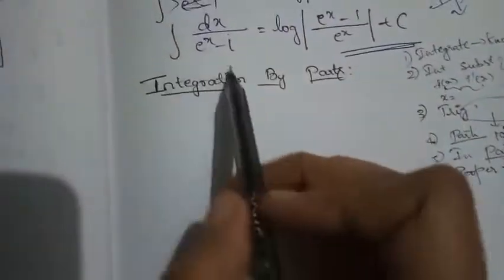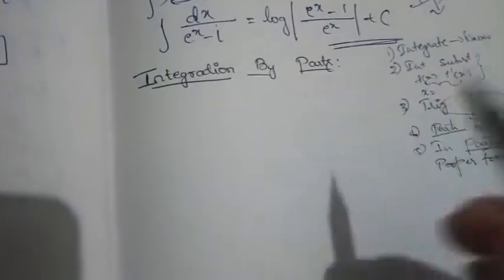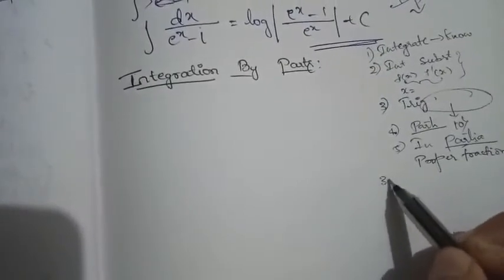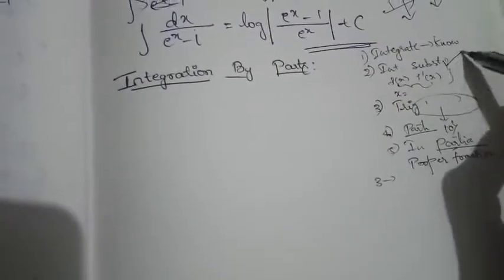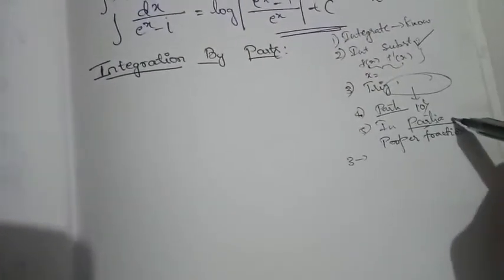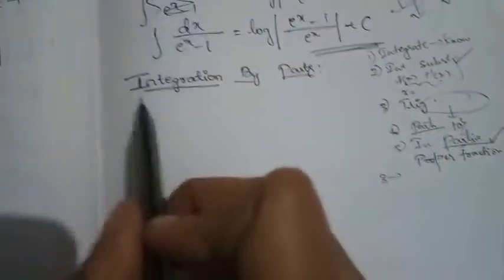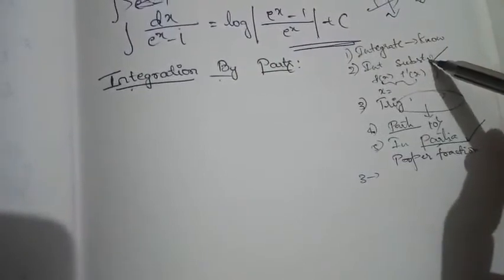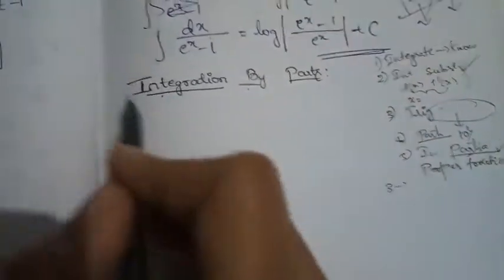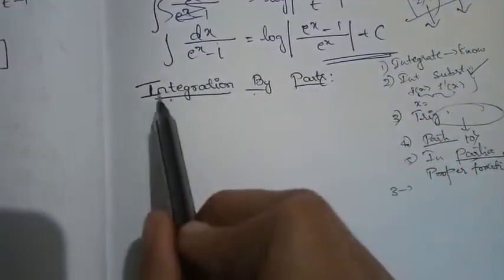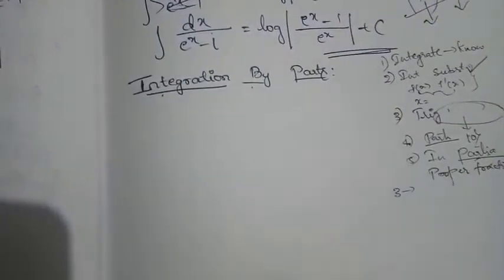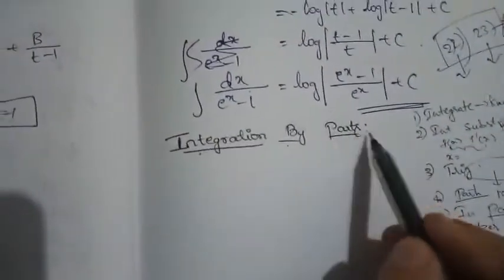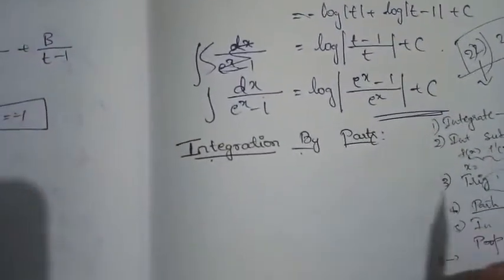Then next we are moving to the next method. In the beginning I said there are three methods of integration: one is integration by substitution, another is integration by partial fraction, and the third is integration by parts. So far we came across substitution and partial fraction. The third method is integration by parts, and today we are going to deal with that.